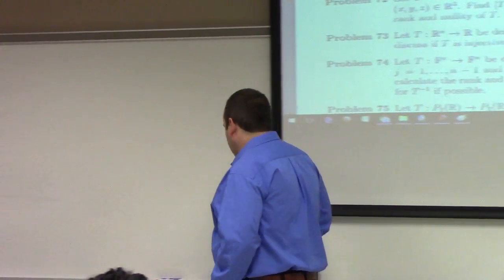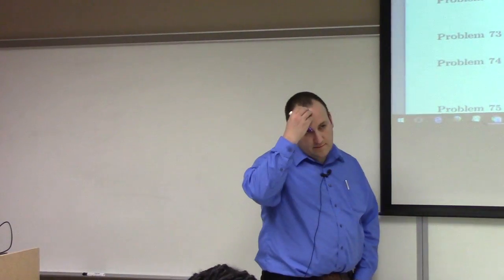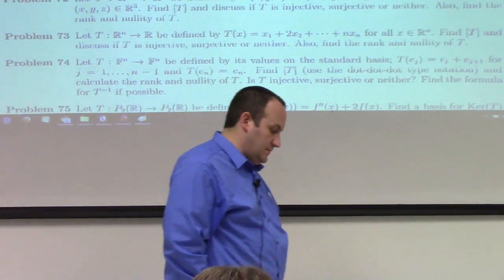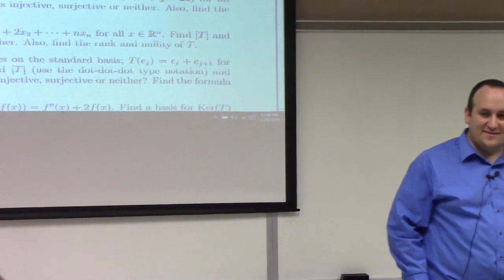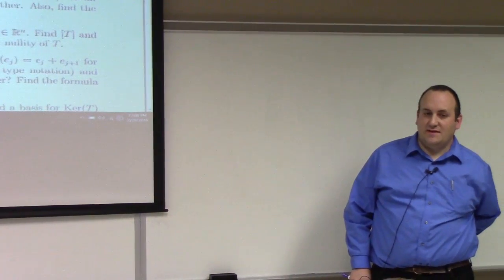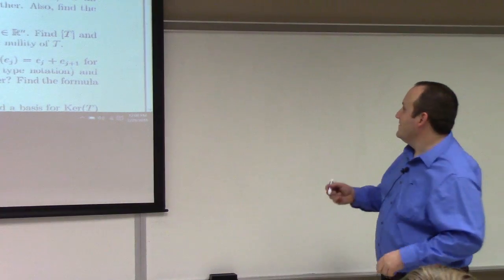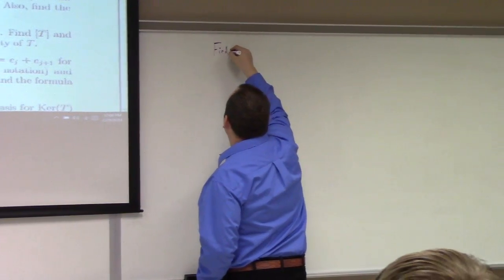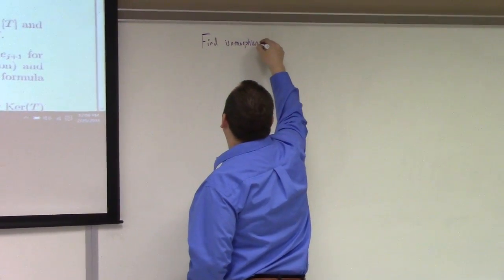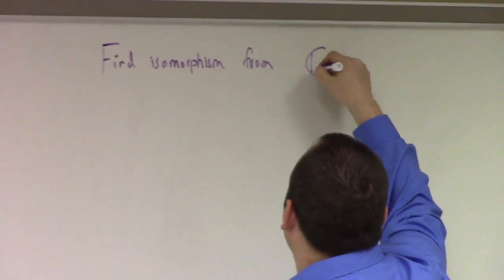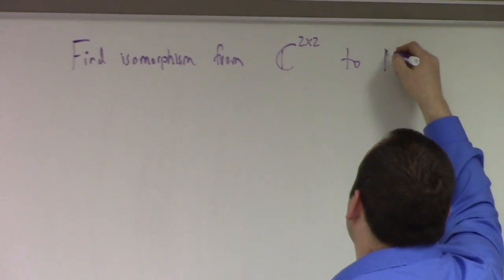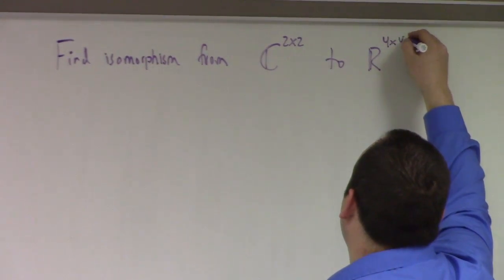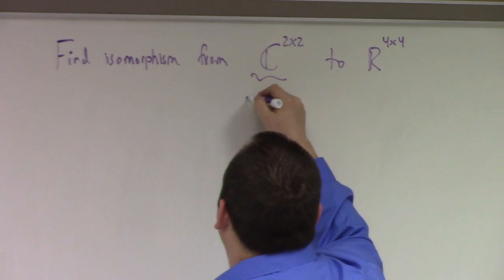It depends on the details, but there are different things you could do. To show it's injective, you can calculate the kernel. There's lots of different things that can happen there, so I shouldn't try to give you the lay of the land. But if I say find, right? So for example, find an isomorphism from, how about C 2 by 2 to R 4 by 4. And this, of course, is as a real vector space.